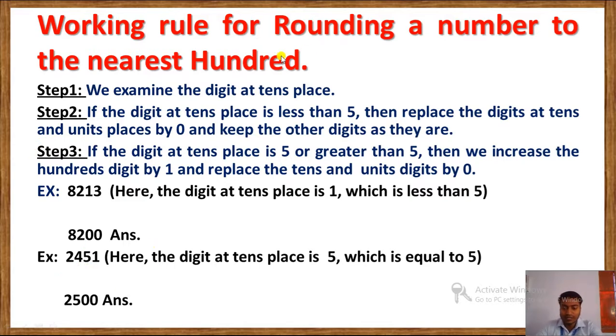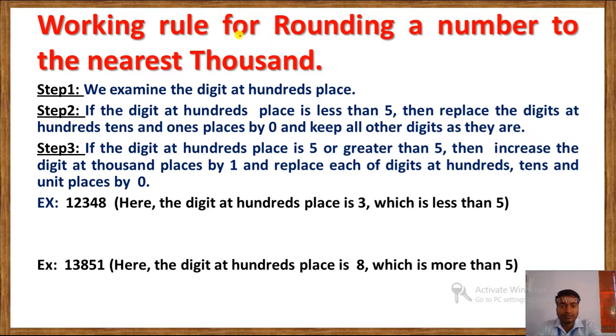Understood? Same way for 1000, we'll see the hundreds place. Now see the example. For 1000 we have to see the 100 place, just right side of the 1000. Ones, tens, 100, 1000, and just right side of the 1000 we have 3. Clearly you can see 3 is less than 5, so we have to follow step number 2.